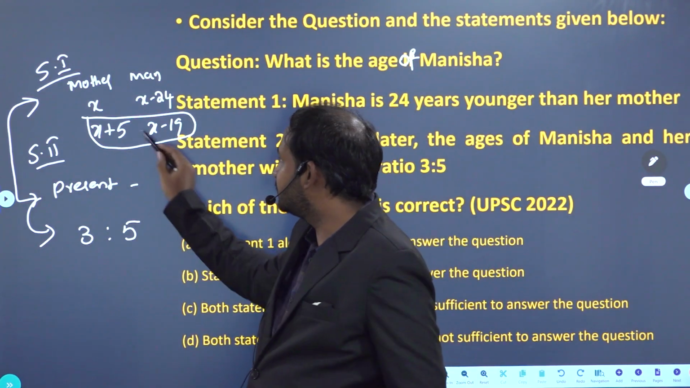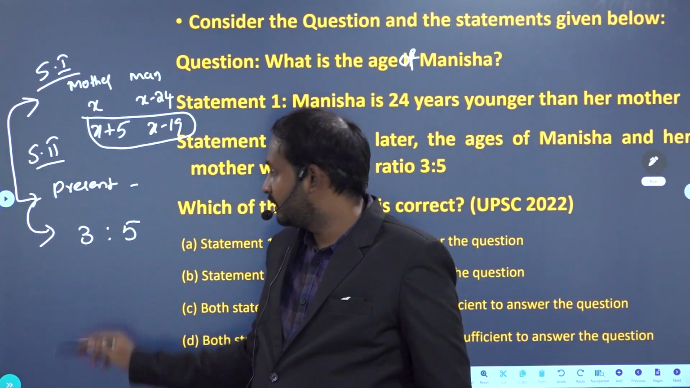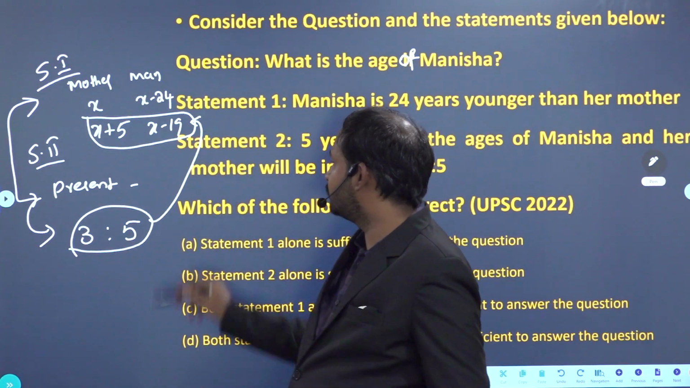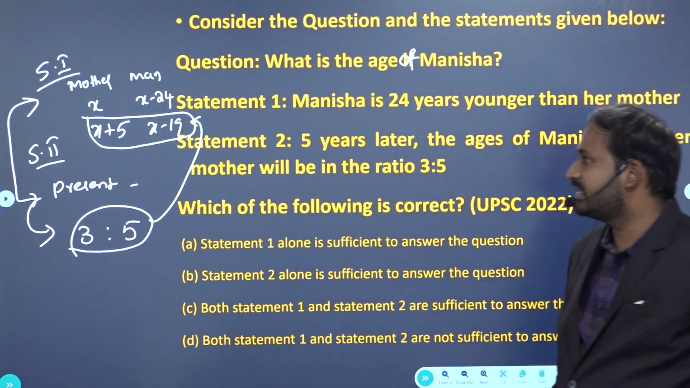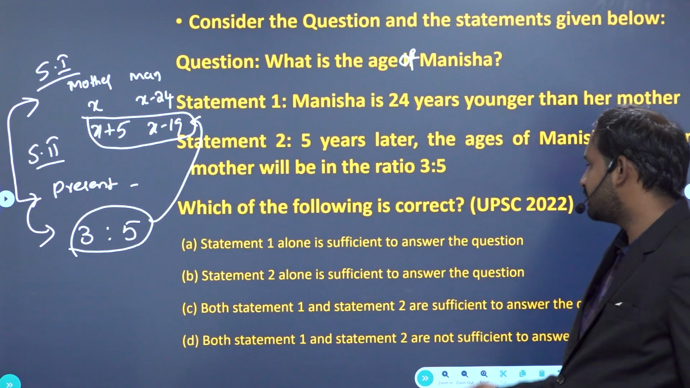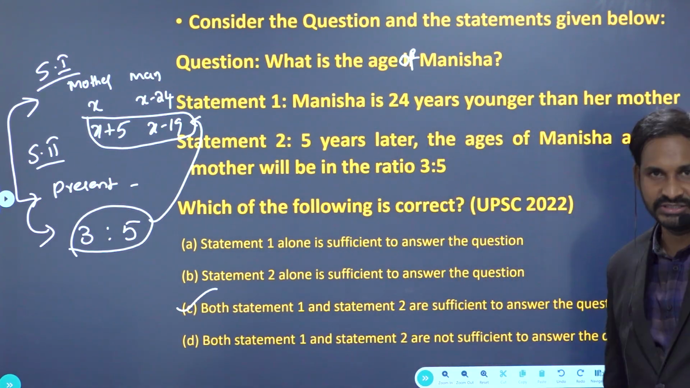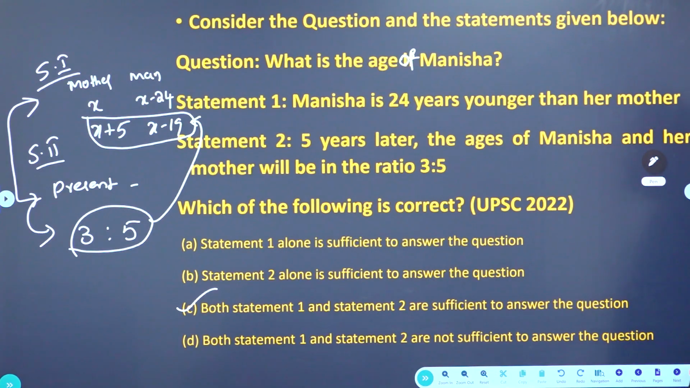Here the relation between them is what? 3:5. It was given in the second statement, right? So by using these two things, I can tell Manisha's percentage. Yes, I can tell. That means both statement 1 and statement 2 are sufficient to answer the given question. Definitely I require both the statements to tell the required answer.